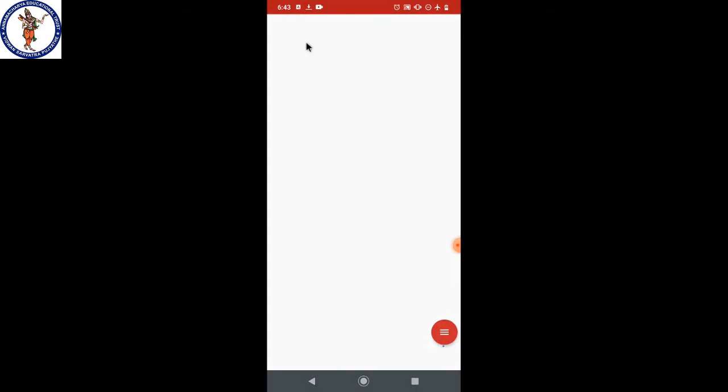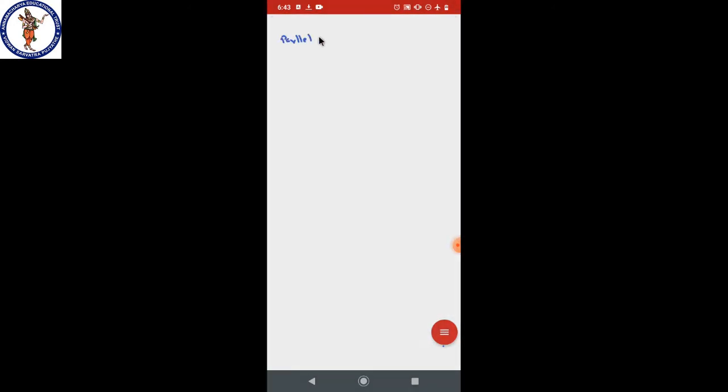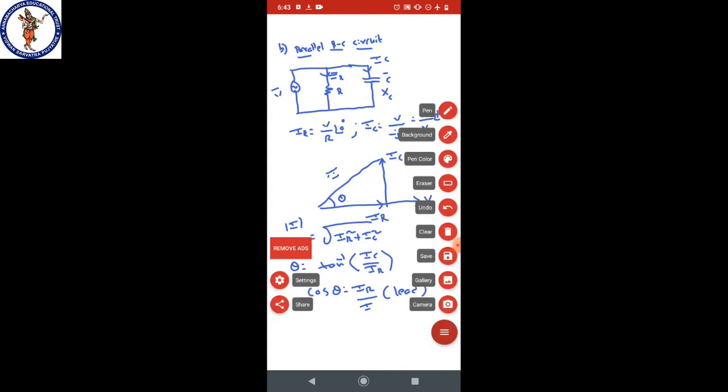Okay, next we will go for the RLC circuit. In this, there will be a total of three conditions. Now I will go for the parallel RLC circuit.